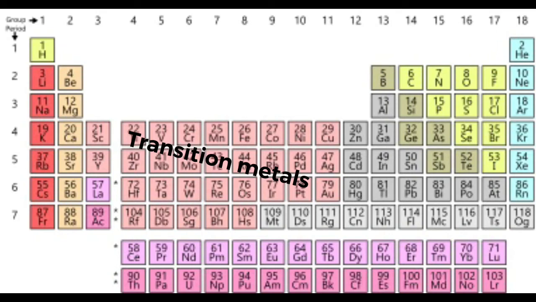All of these groups have specific names also. From the left are alkali metals, alkaline earth metals, transition metals, the boron family, the carbon family, the pnictogens or nitrogen family, the chalcogens or oxygen family, the halogens, and the noble gases.